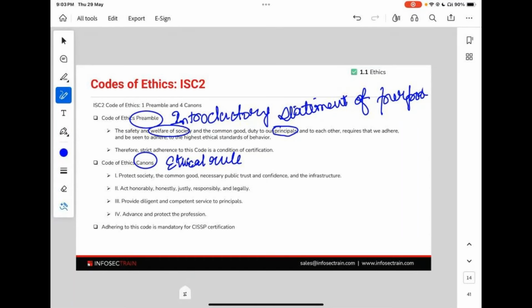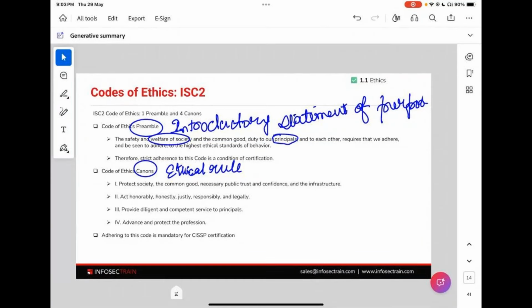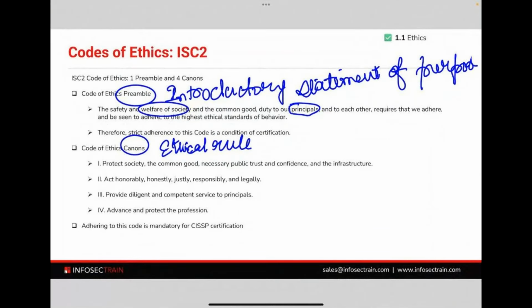So we, as CISSP professionals, have to ensure that we stay true and just to the welfare of the society and also to our principals. Principals are people who recruit us, right? People who hire us in their organizations. So we have to show utmost responsibility and sincerity to the job that is provided by the organization, right? I hope the code of ethics preamble is clear.